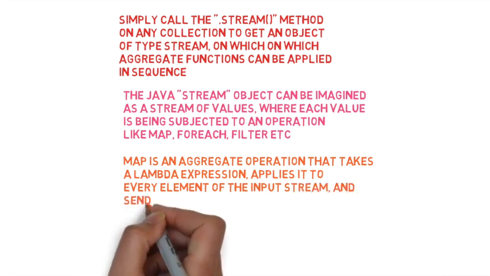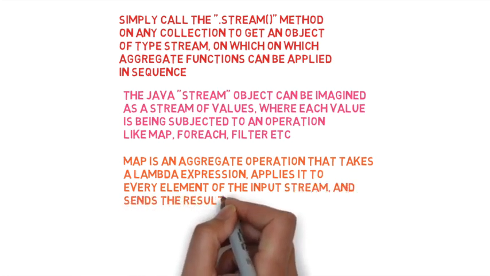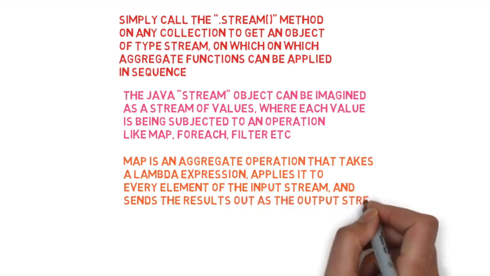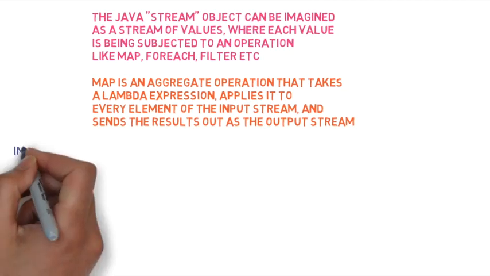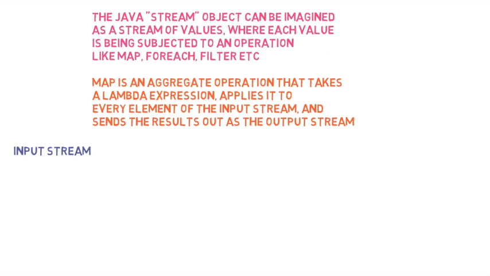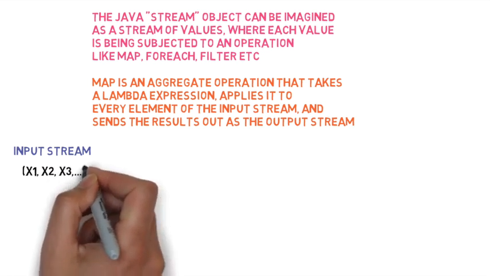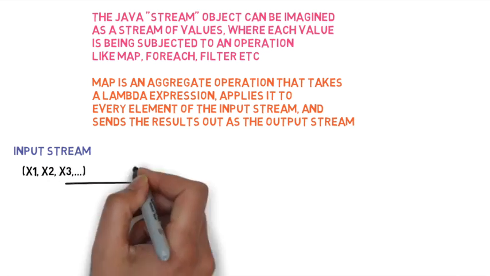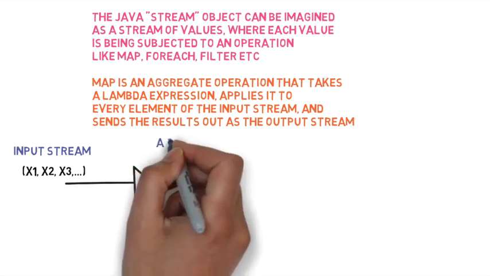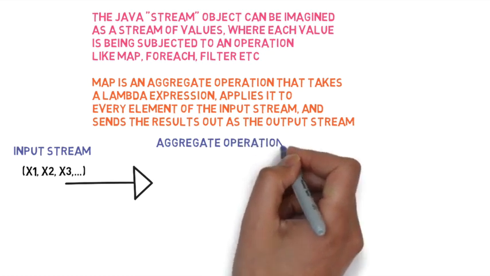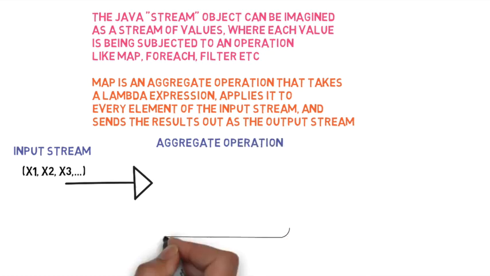So map is an operation. Map has a lambda operation which is applied to every element in the input stream. It changes that element in a certain way and sends those changed elements out in the output stream. Visualizing this will make it much easier. So say we have an input stream x1, x2, and x3. These are the various elements which are coming in as a part of the input stream.